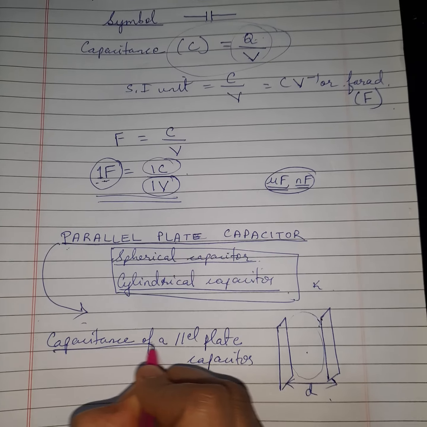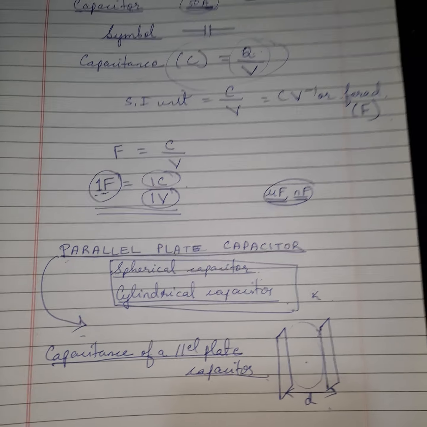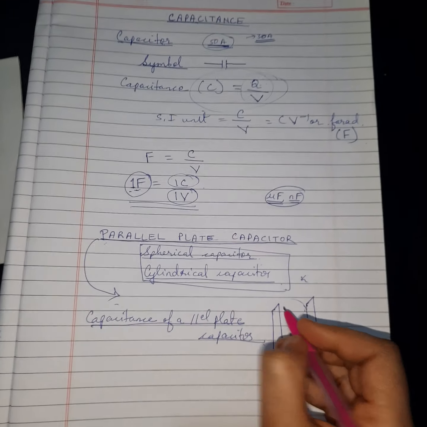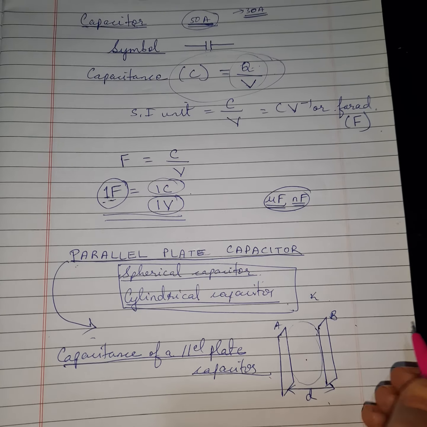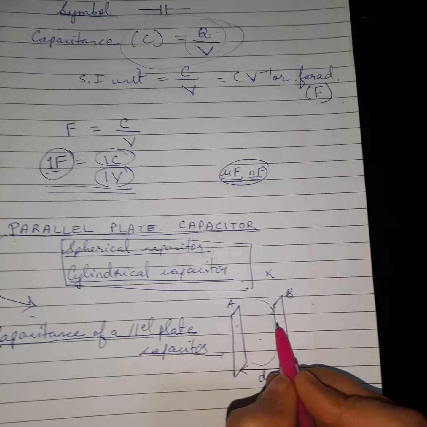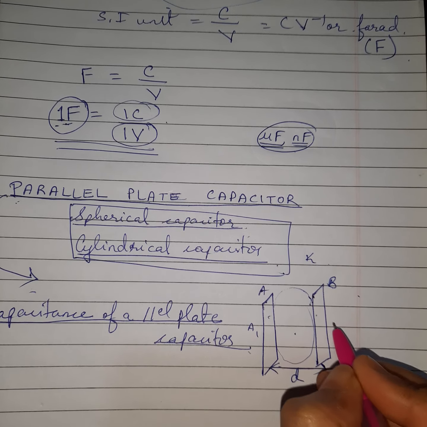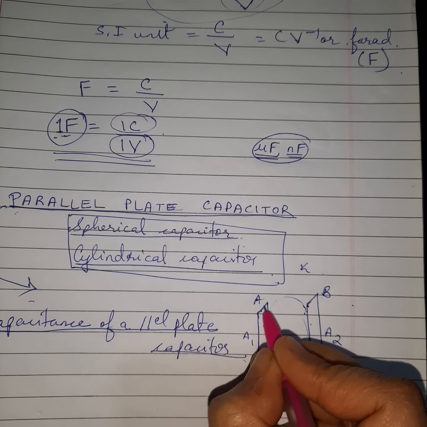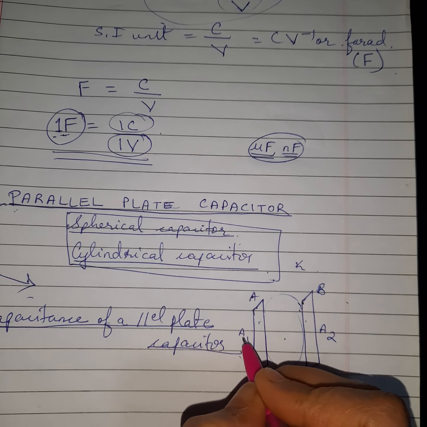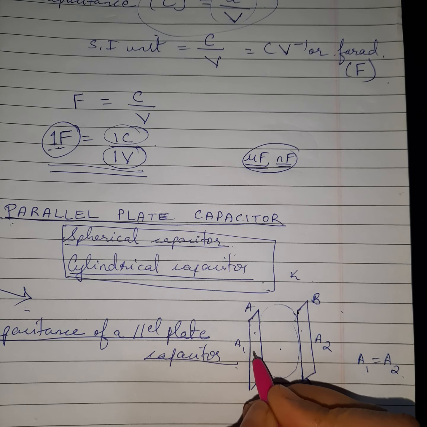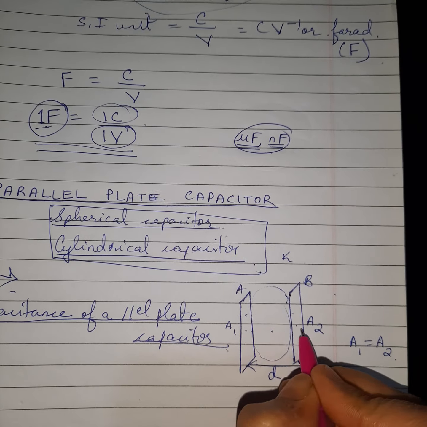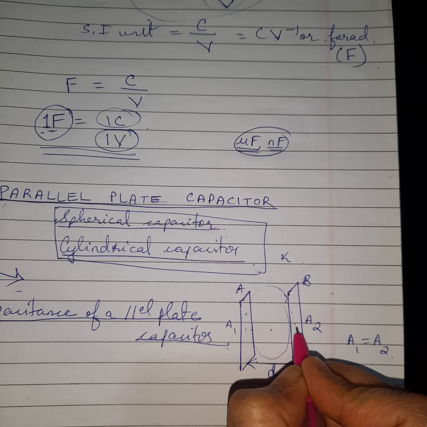Let's find an expression for capacitance of a parallel plate capacitor. Now let us have two plates. I'll name the plates as A and B. As I told you, they are placed parallel to each other at a distance d. Now let A1 and A2 be the areas or surfaces of these two plates which we have kept, and we assume that A1 will be equal to A2. So we assume the areas of these two plates are exactly equal.